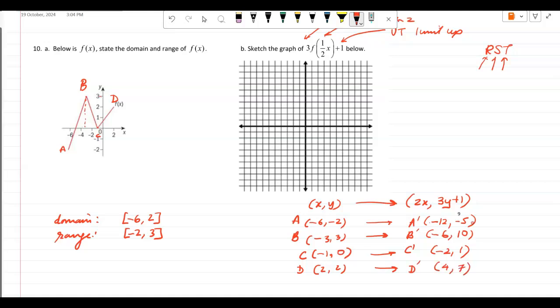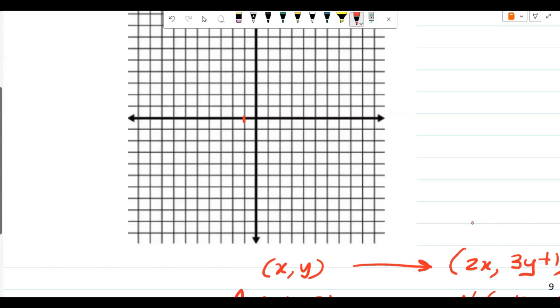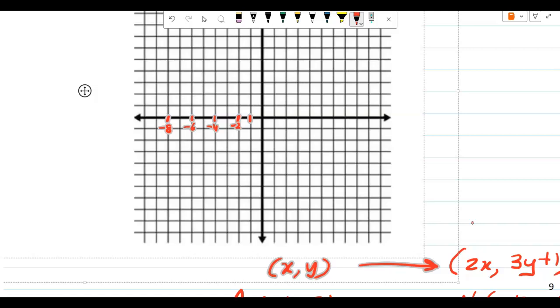Now see, what's the minimum x we want? Minus 12. Oh god, how will it happen? Minus 1, minus 2, minus 4, correct? Minus 6, minus 8, minus.